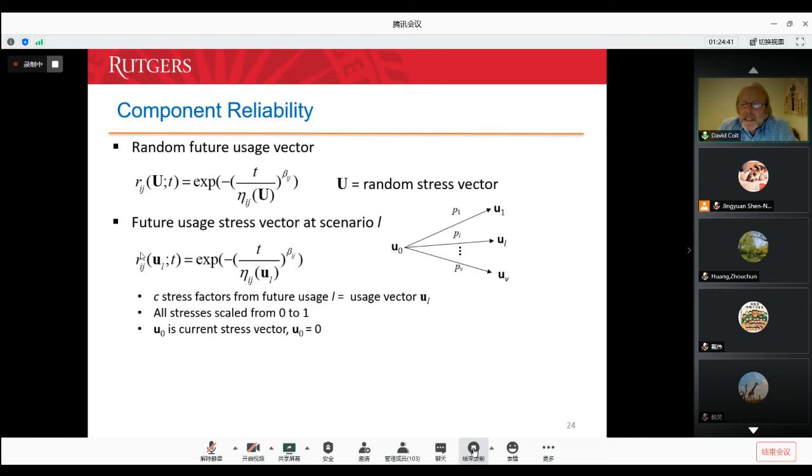Now, I've got these scenarios. The v different scenarios are selected to represent the uncertainty, but each of the v scenarios is a fixed vector. So I can substitute in for each scenario and have a reliability expression. It doesn't really matter for today's talk, but I've scaled all the stresses from 0 to 1, and I've scaled the current stresses so that they're all zeros. That's just a mathematical scaling. You can always do that.